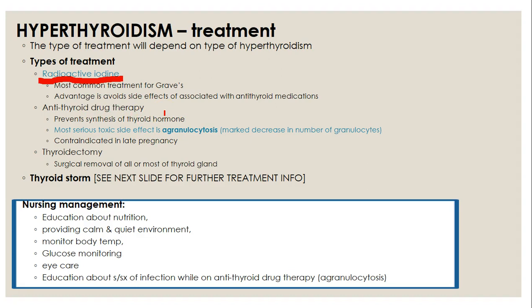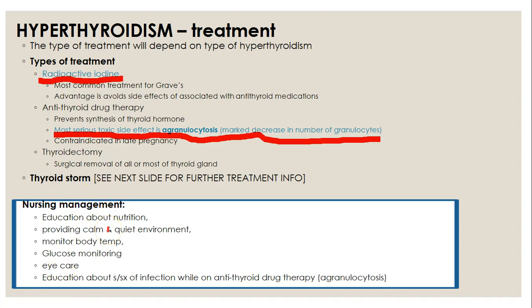Anti-thyroid drug therapy will actually prevent the synthesis of the thyroid hormone, but the most serious toxic side effect of it is agranulocytosis, which is marked by a decrease in the number of granulocytes. So this is very important to know. I'll talk on the next slide about what those anti-thyroid drugs are. Another type of treatment would be removing the thyroid altogether. But once you do that, a person will have hypothyroidism and still need hormone replacement.